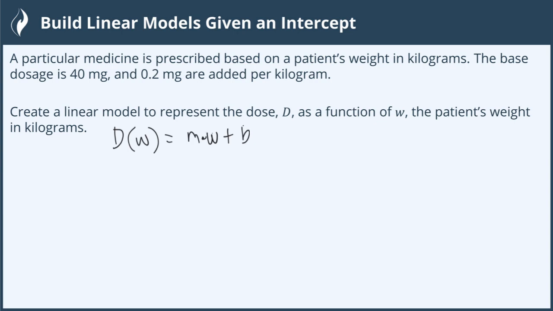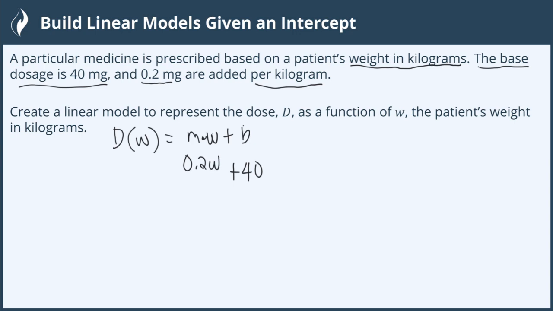Okay, so it says the base dosage is 40 milligrams. So what we're going to do is put 40, that's our base. And then it says it's 0.2 of a milligram per kilogram. Okay, so the weight needs to be in kilograms, and it does say the patient's weight is in kilograms. So we're going to have 0.2 milligrams times the weight plus the base of 40.